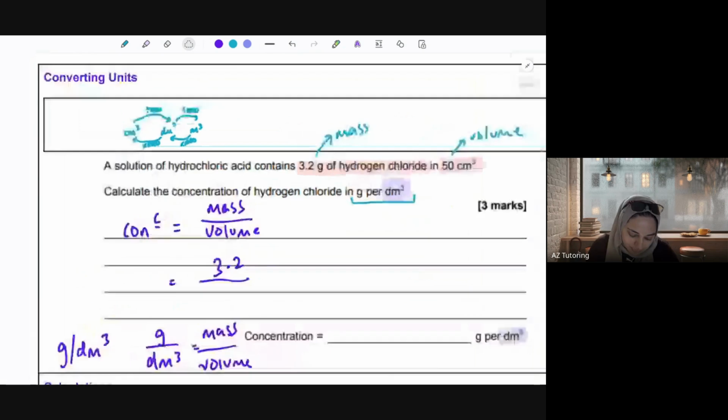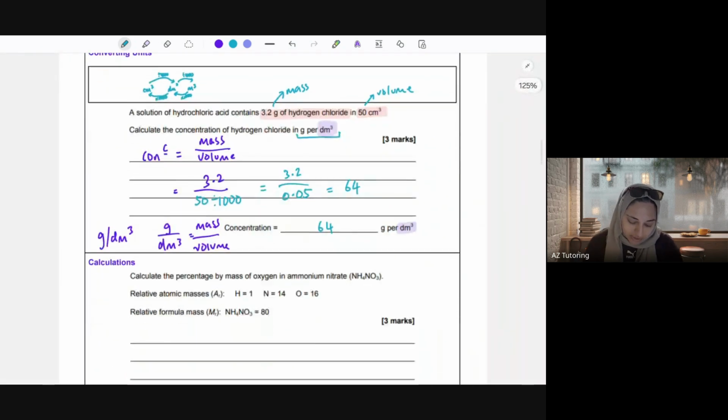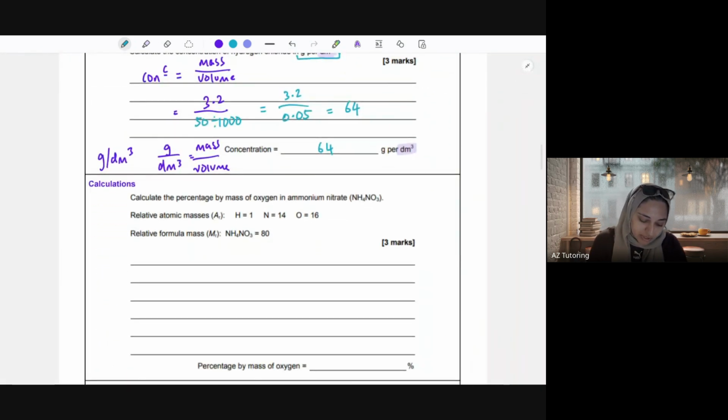So let's just keep that over here. Okay, so we're changing the 50 centimeters cubed to decimeters cubed. So we're dividing by 1,000. So we're doing 50 divided by 1,000 underneath. Putting that in the calculator, we get 3.2 over 0.05, and that gives you 64 grams per decimeter cubed. So that's a calculation one. Let's have a look at another calculation.